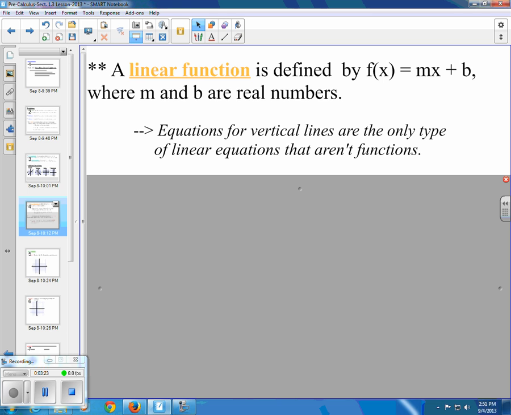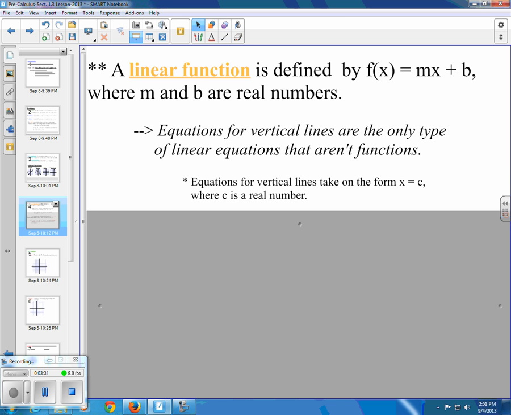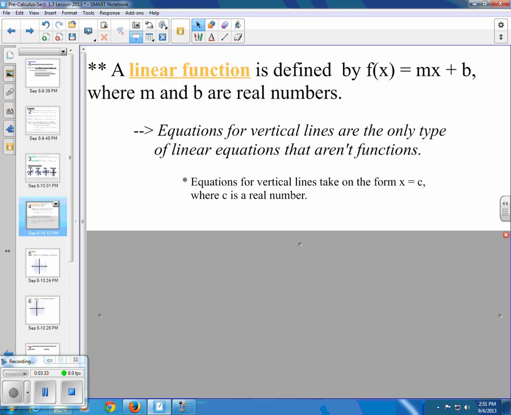Equations for vertical lines are the only types of linear equations that cannot be representing functions because a vertical line will not pass the vertical line test. And just keep in mind, if you are writing an equation for a vertical line, it will take on the form x equals c, where c is any real number, so x is the only variable within the equation.